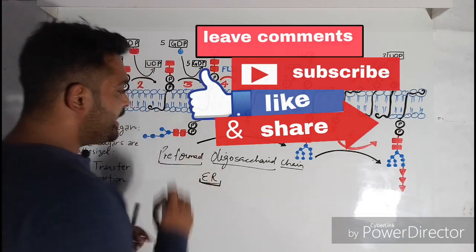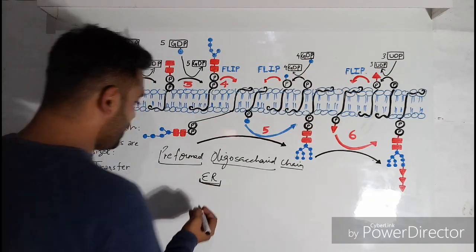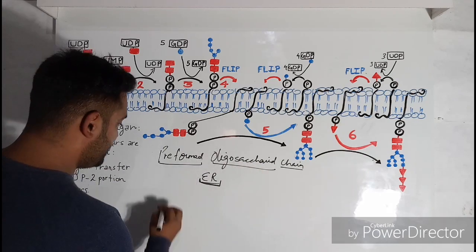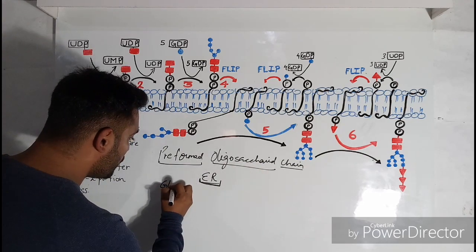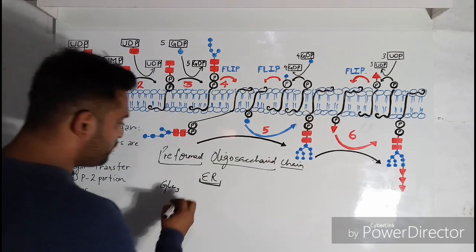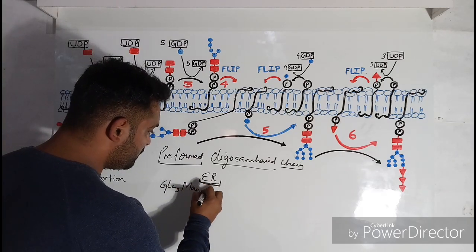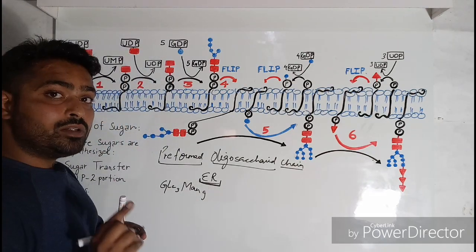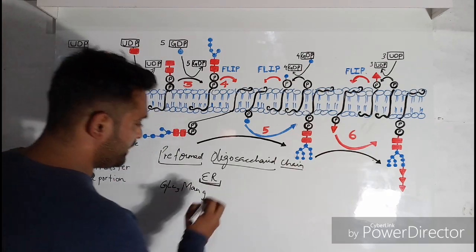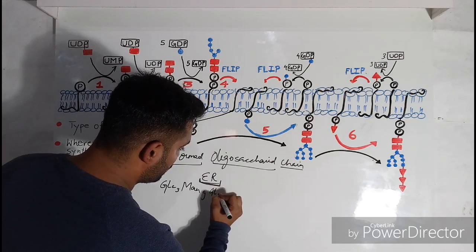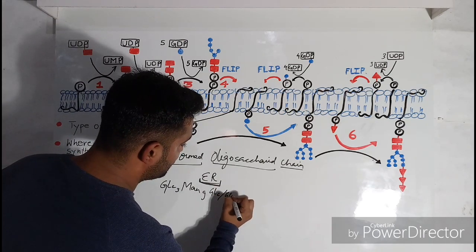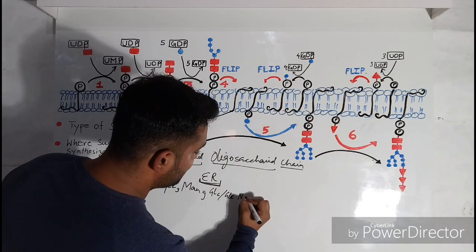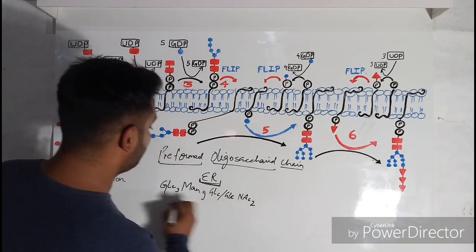Okay, and this is composed of, I am going to write the residues which this chain is containing. 3 glucose residues, and then we have 9 mannose, then we have 2 N-acetyl glucosamine residues.